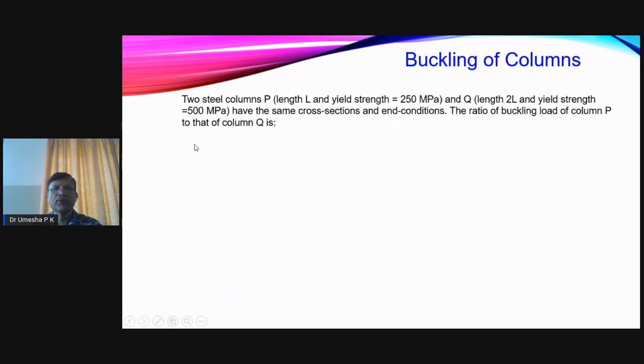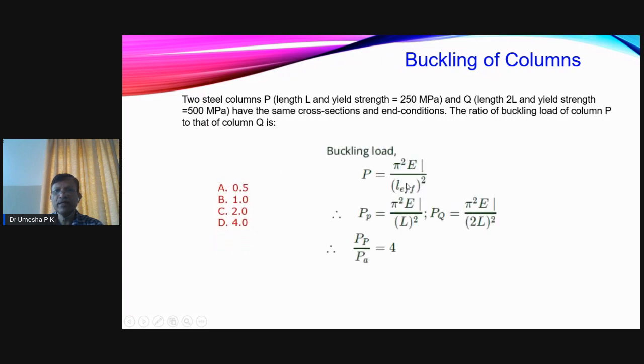Two steel columns: P of length L and yield strength 250, and Q of length 2L and yield strength 500, have the same cross section and end conditions. The ratio of the buckling load of P to that of Q is equal to, so they want to know the two columns. Mainly here you have to take pi square EI by L effective square. Because of the conditions, they gave length L and 250. So you can substitute all the things, and you will get PP divided by PQ equal to 4 actually.